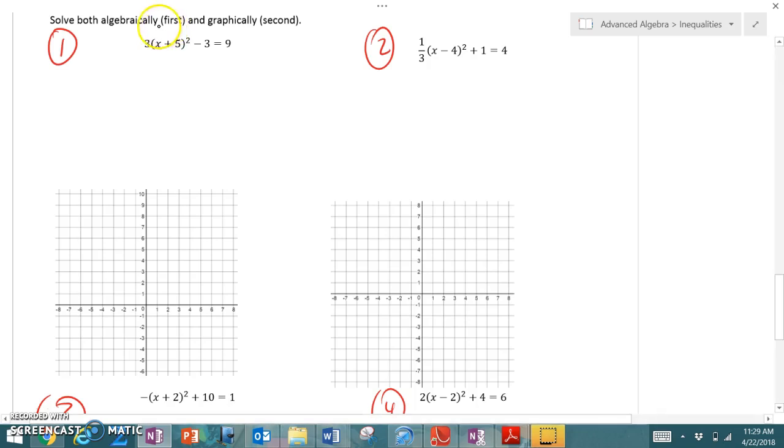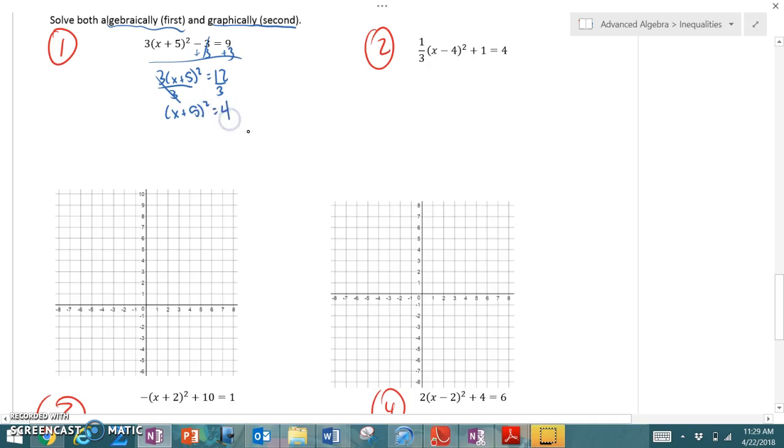Again, first we're going to solve algebraically, and then we're going to solve graphically. If you are just moving on, just make sure you come back and check your answers through the video at the end. Okay, so again, the first thing I need to do is get the x plus 5 squared by itself. So I'm going to add 3 to both sides. I get 3 times x plus 5 squared equals 12. Divide by the 3 in front of the parentheses, and I get x plus 5 squared equals 4.